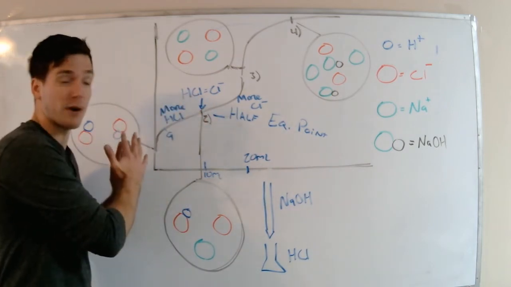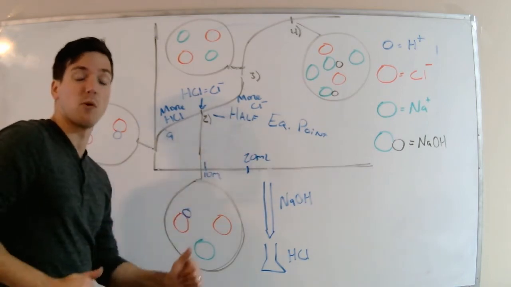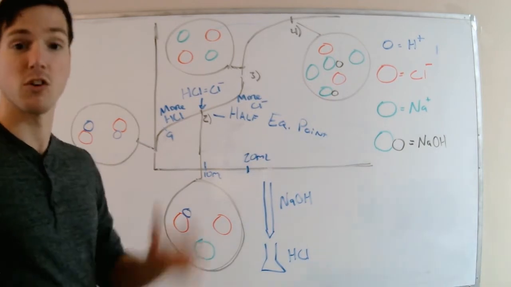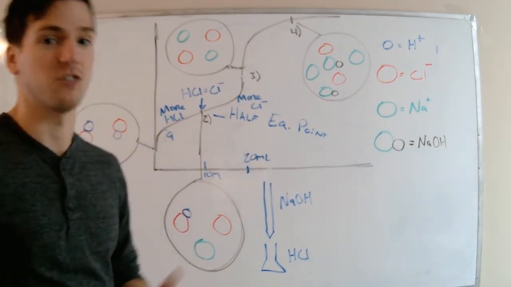Everything to the left, we have more HCl. Everything to the right, we have more of that Cl minus. All right, so that's what's happening there. So let's go ahead and now move into some calculations with these titration curves.